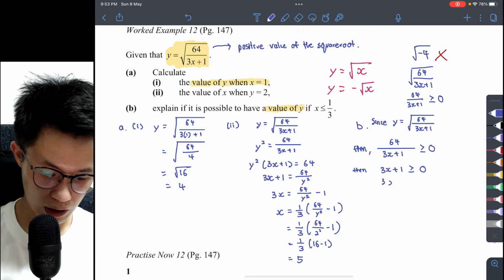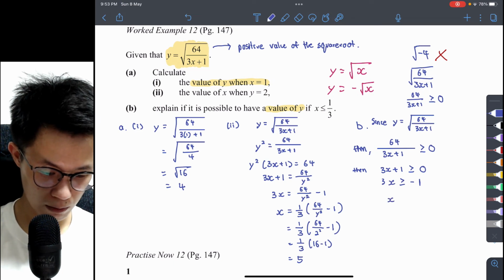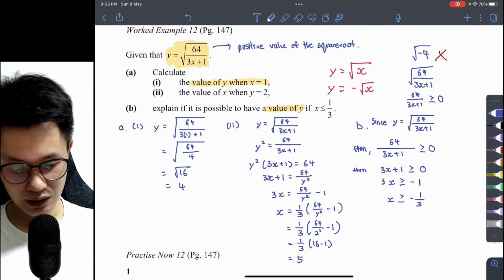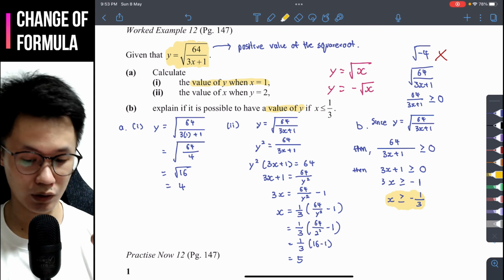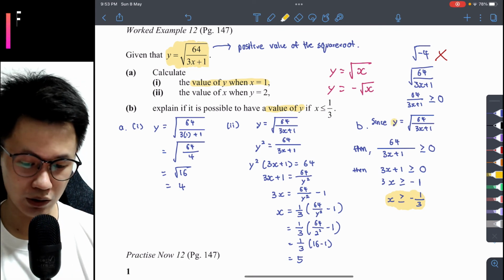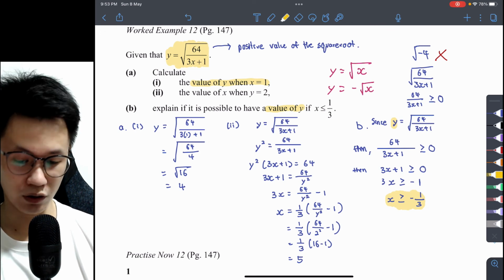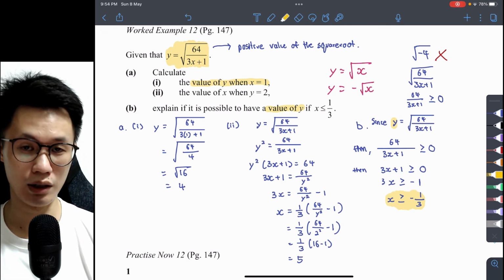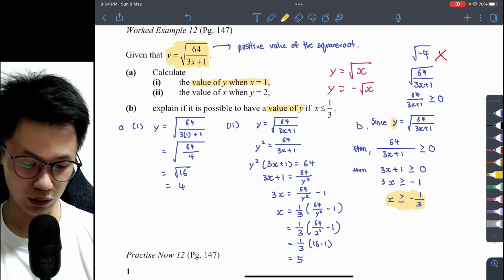So we have 3x will be more than or equal to negative 1. And then x will be more than or equal to negative 1 over 3. So what does this actually mean? This actually means for y to have a value, y must be positive. Y in this case is formed by the square root of 64 over 3x plus 1. Okay, 64 over 3x plus 1 must be positive, which also means 3x plus 1 has to be positive, and when we solve that, x has to be more than or equal to negative 1 over 3.